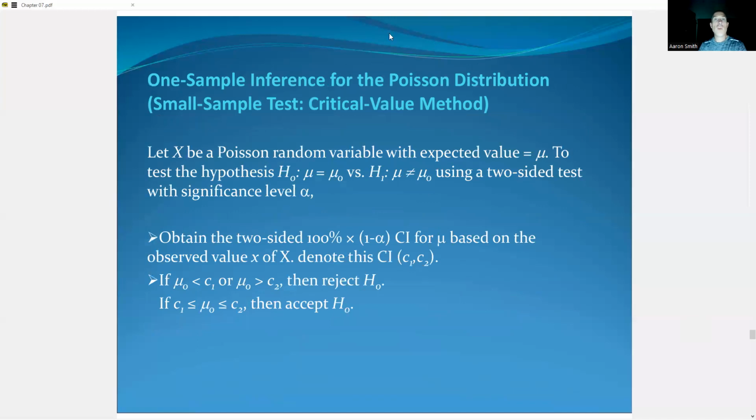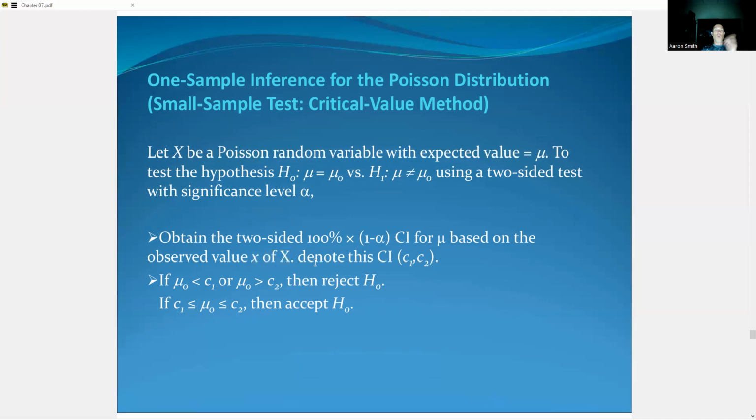Now, one sample inference for the Poisson distribution, the small sample test, critical value method. Let X be a Poisson random variable with expected value mu. To test the hypothesis that mu is equal to mu0 versus mu does not equal mu0, using a two-sided test with significance level alpha, we obtain the confidence interval based on the observed value x of X, denoted this confidence interval.